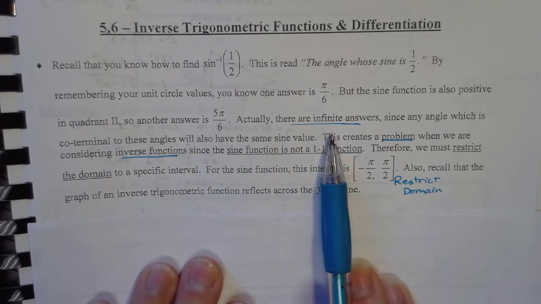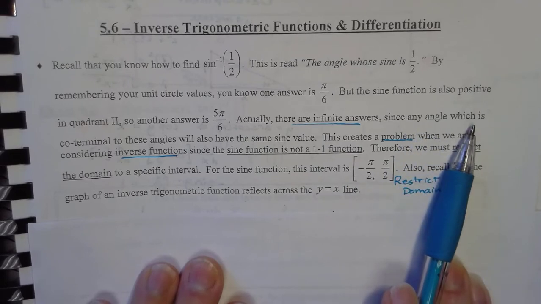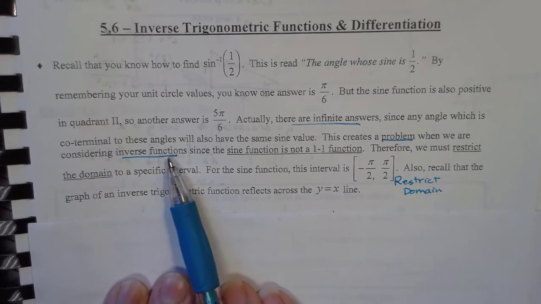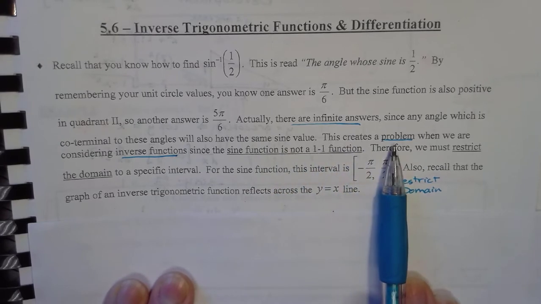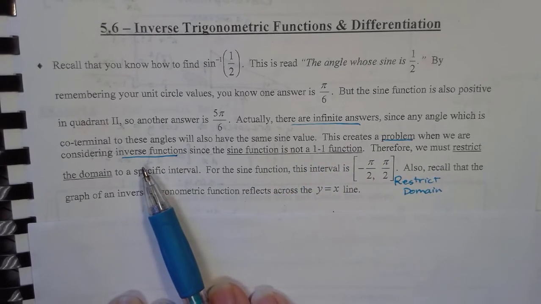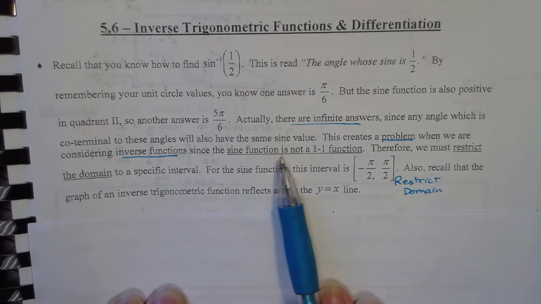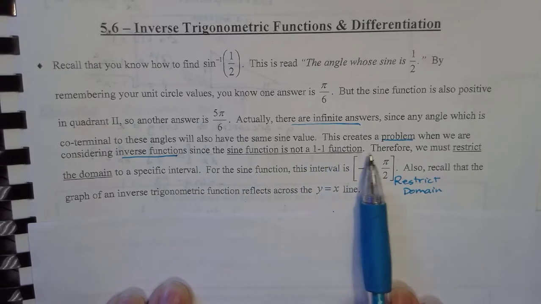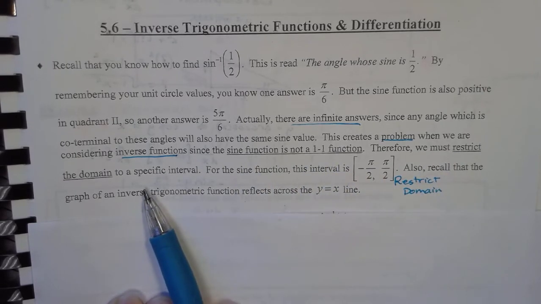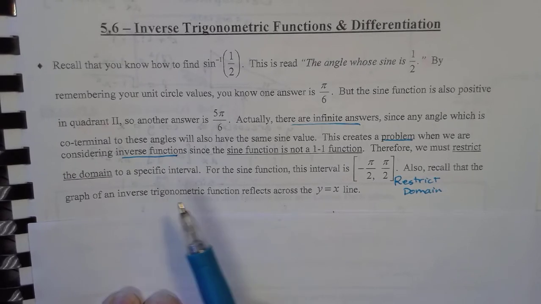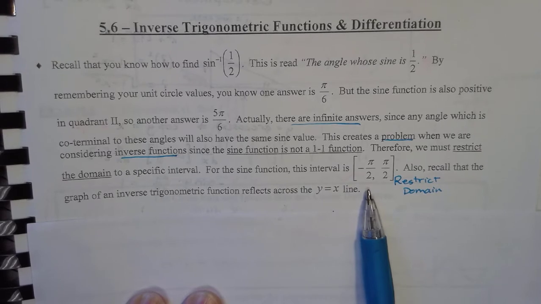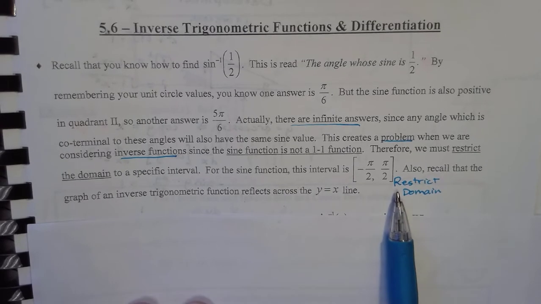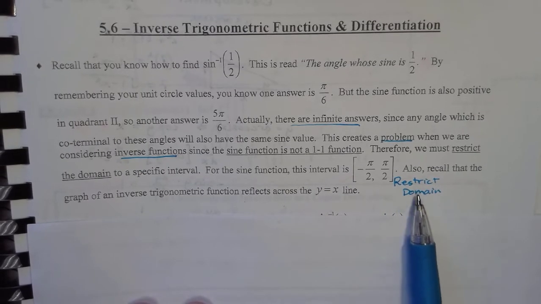Actually, there are infinite answers, since any angle which is coterminal to these angles will also have the same sine value. This creates a problem when we are considering inverse functions, since the sine function is not 1-to-1. Therefore, we must restrict the domain to a specific interval. For the sine function, this interval is -pi/2 to pi/2. Each trig function has its own domain restriction.